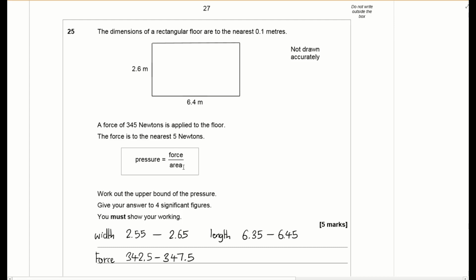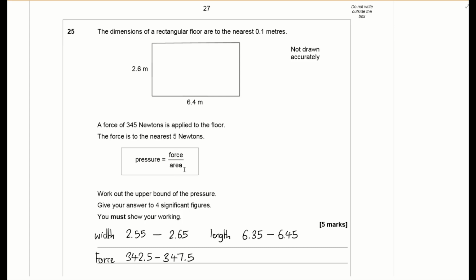But the denominator will be the opposite. The denominator is inversely related. So if you increase the area, you decrease the pressure. Well, we want the pressure to be maximum, which means we want the area to be minimum. You can think of this in the real world as more force on a smaller area is going to equal a larger pressure. It's the elephant's foot versus the stiletto.